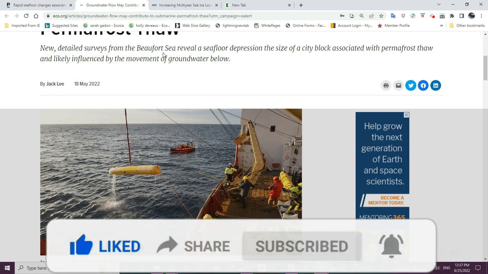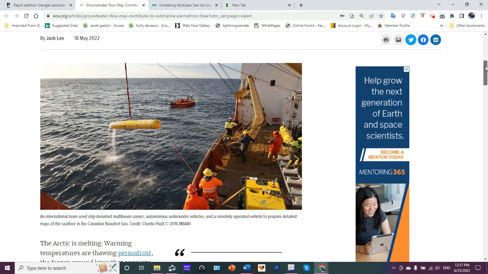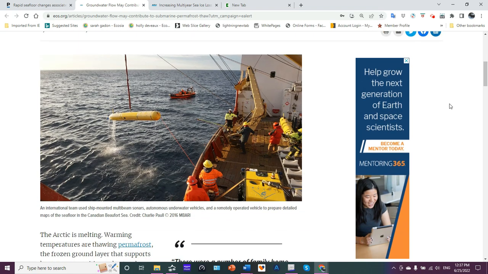New detailed surveys in the Beaufort Sea reveal a seafloor depression the size of a city block associated with permafrost thaw and likely influence the movement of groundwater below. Now, this is on the Beaufort Sea, so this is the North American side. Keep in mind that Natalia Shakova and Igor Semiletov have done extensive work on the Eurasian side, primarily in the East Siberian and Laptev Seas. Now, the work I just cited a moment ago about looking at the methane explosions at the shelf break was done by another group of researchers, and that was in the Laptev Sea.